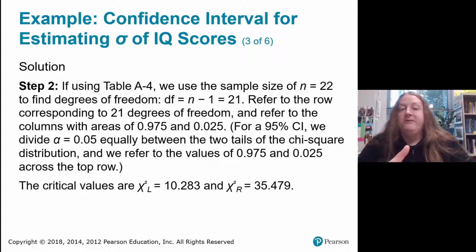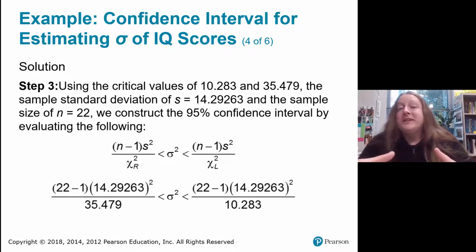So using table A4 and our sample size of 22, we used 21 degrees of freedom, and we already found these chi-square values for our left tail and right tail of 10.283 and 35.479. So now using those values, we're going to find our lower and upper limits for our population variance.